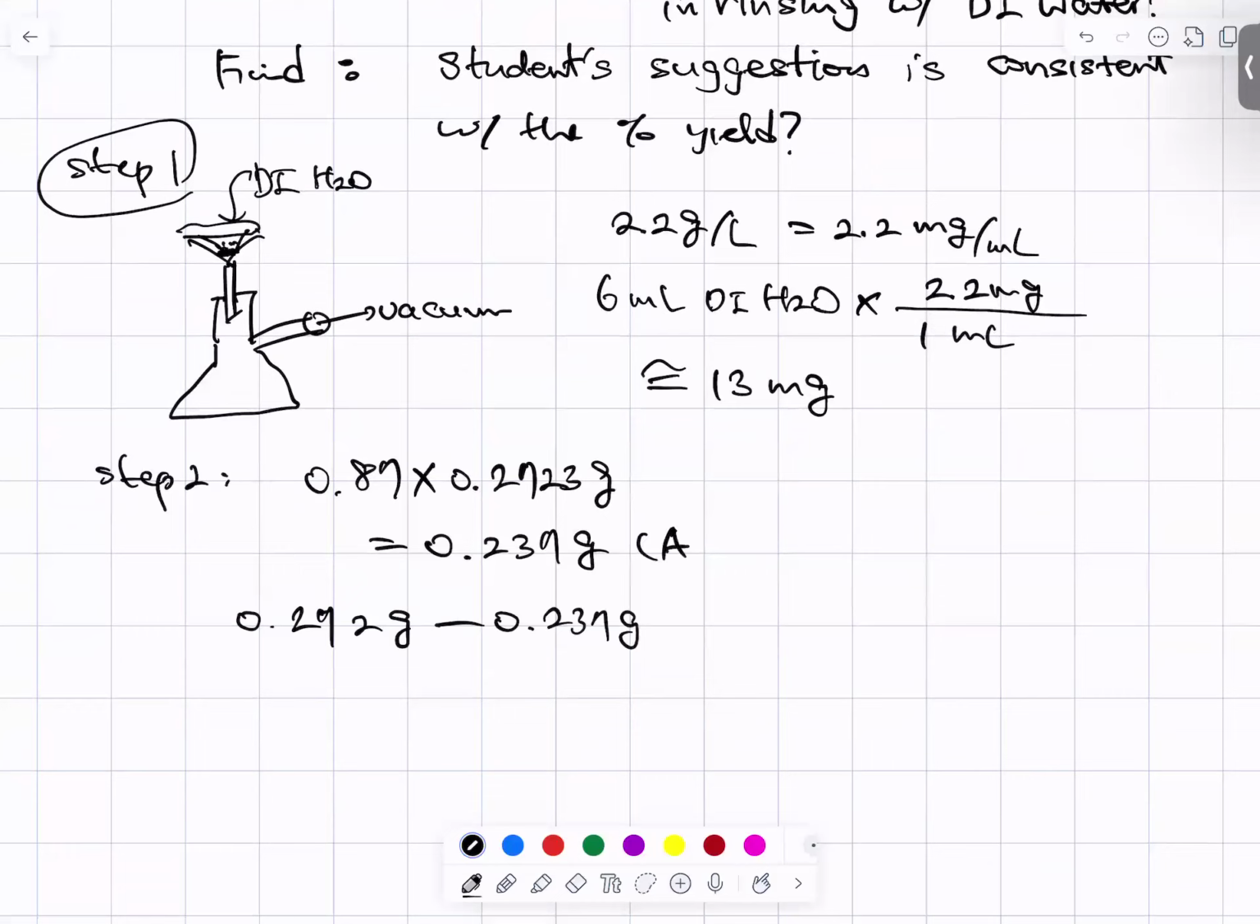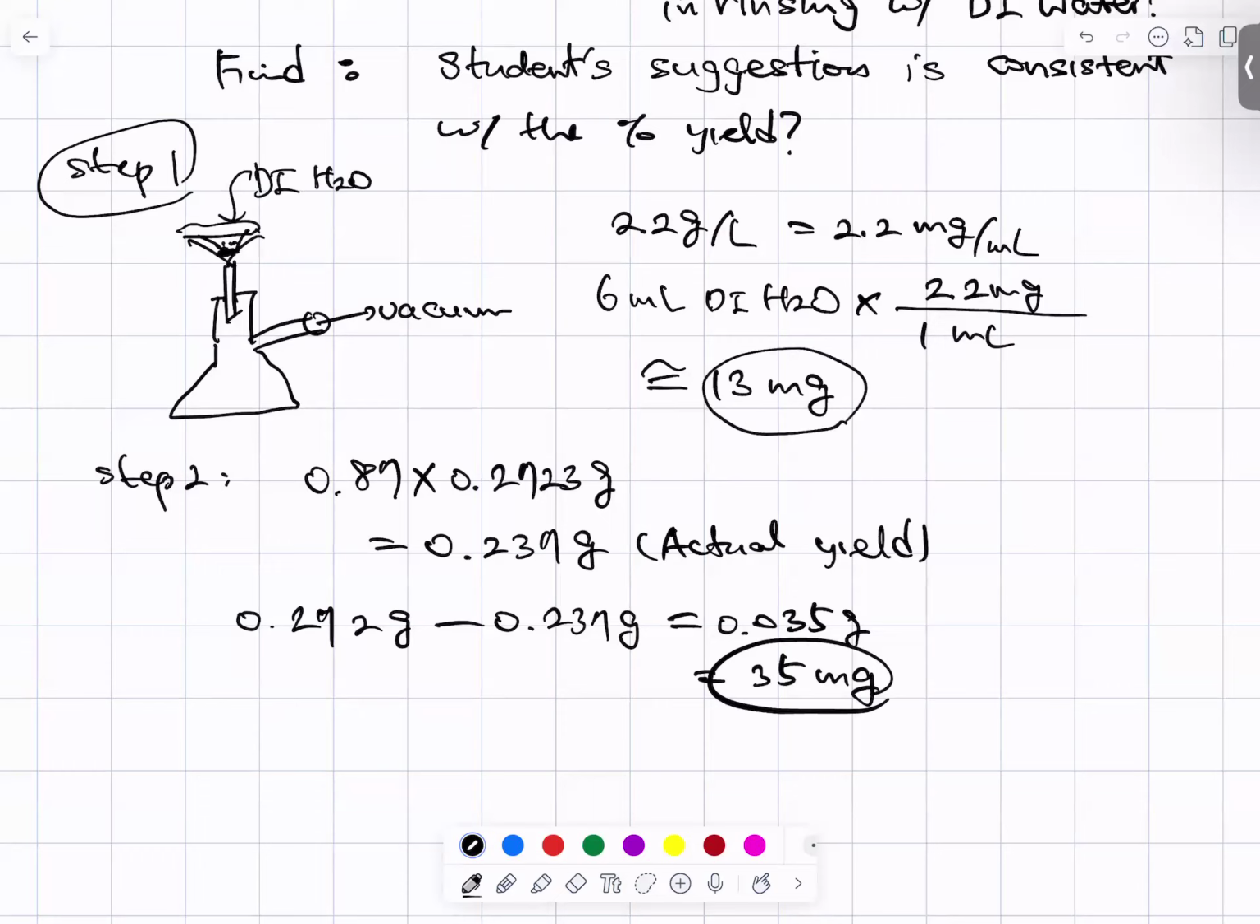This is the actual yield. When you multiply the fraction of the percent yield by the theoretical yield, we can calculate the actual yield. Then the difference is how much? This is 0.035 grams, which is 35 milligrams. Okay, so we have lost 35 milligrams.